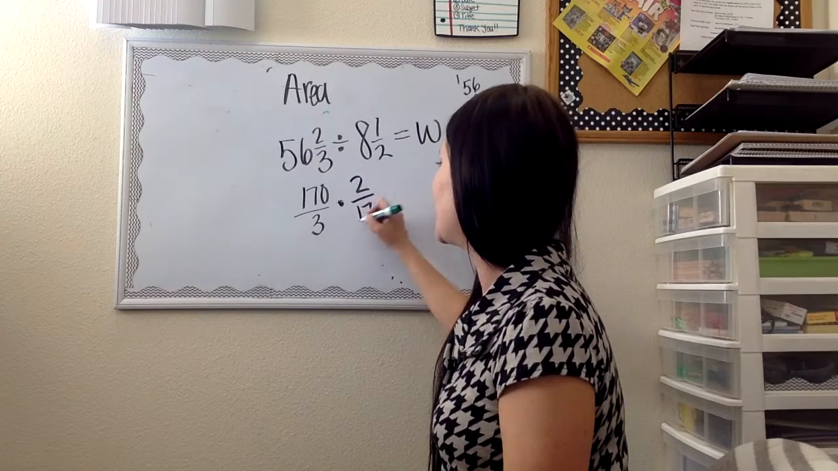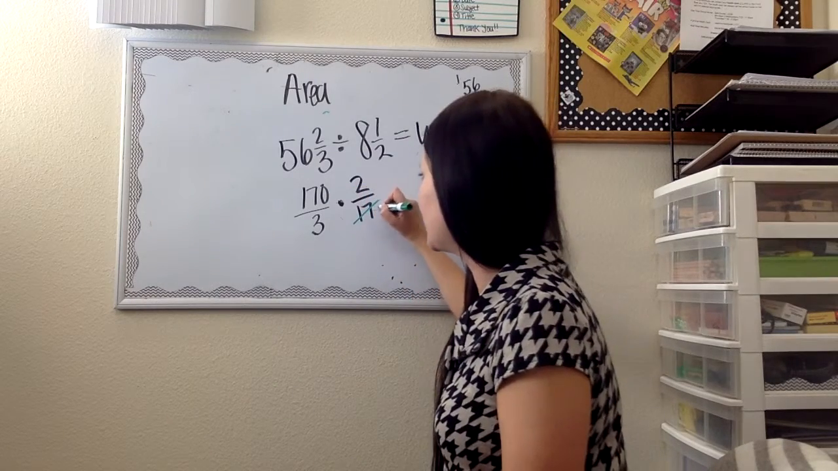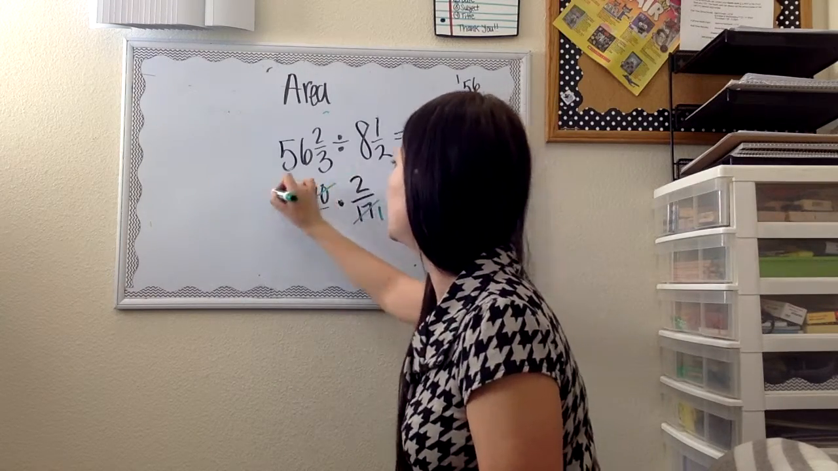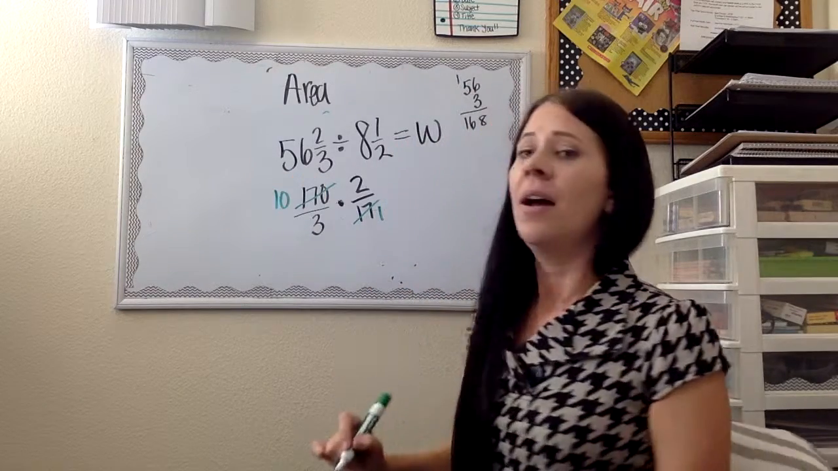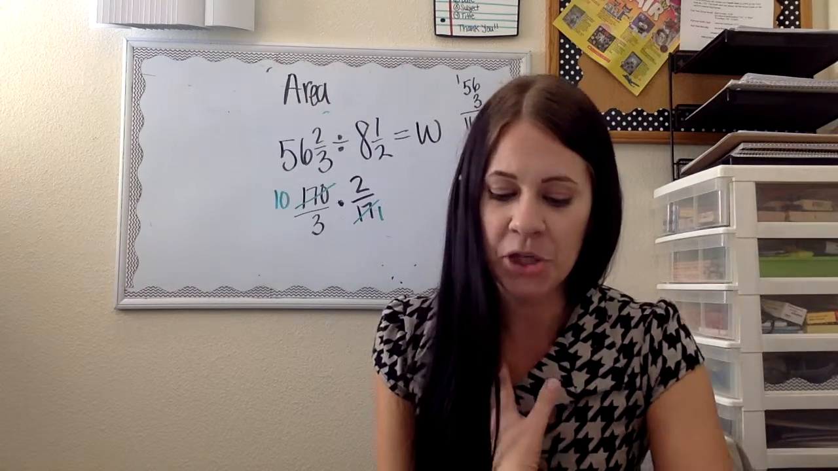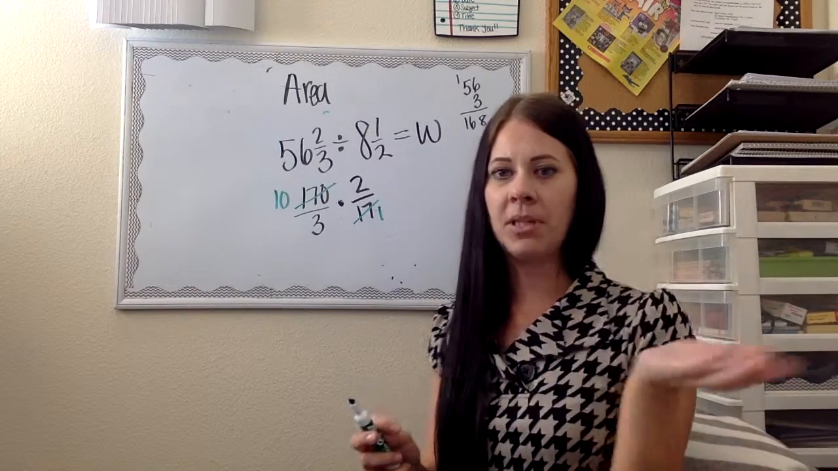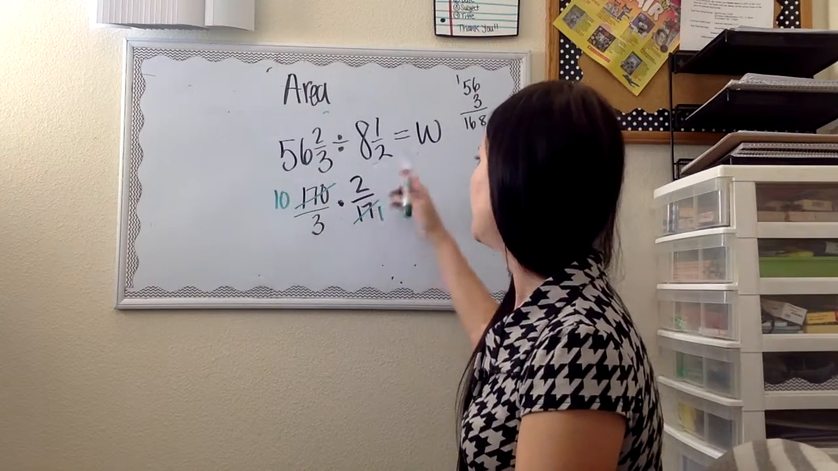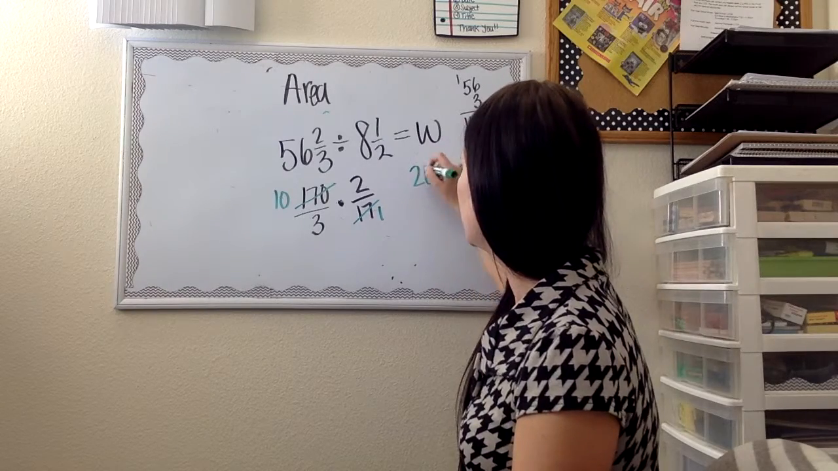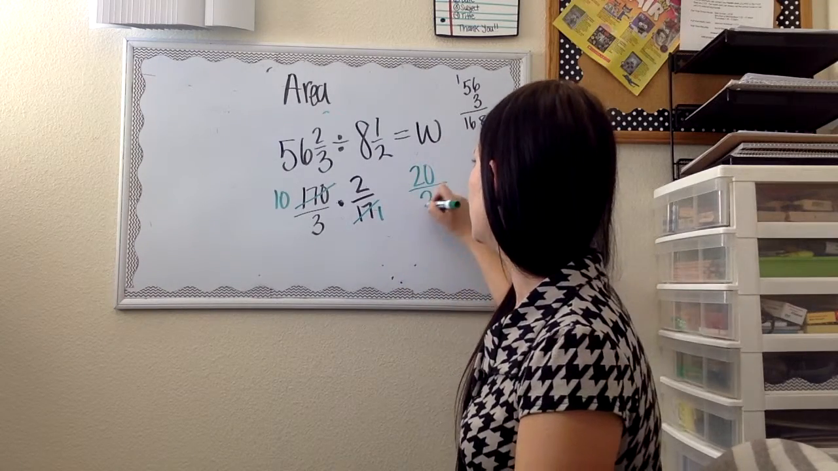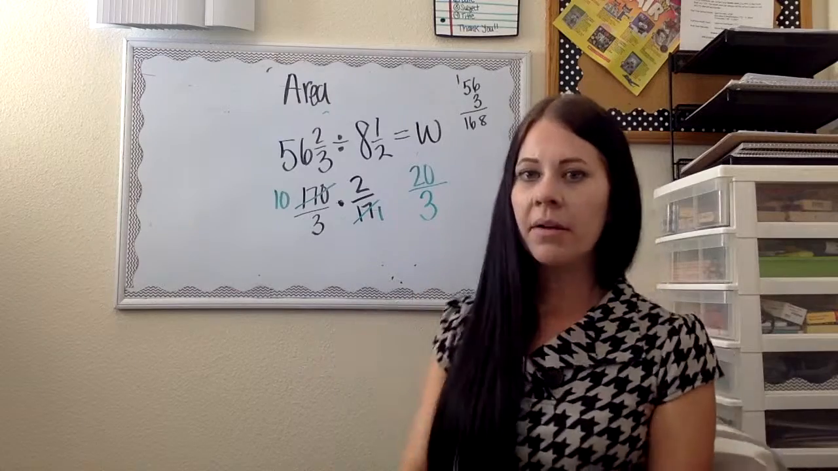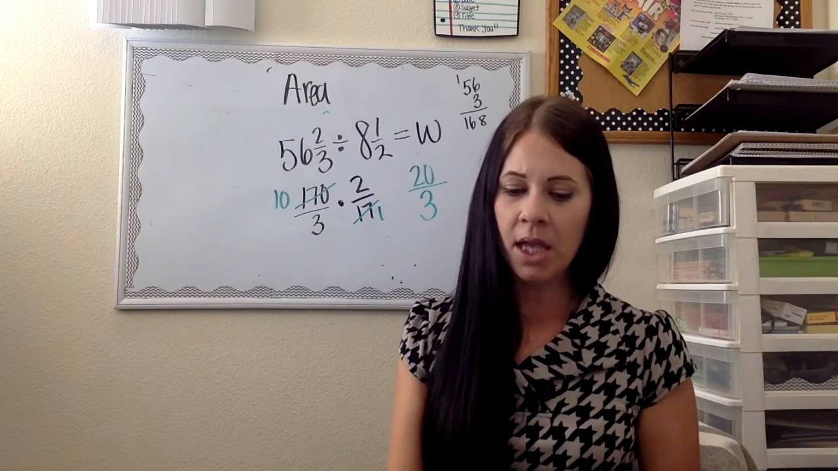17 goes into 170. So 17 goes into itself once. It goes into 170 10 times. Oh, my numbers just got so much smaller. I'm so happy. So now I'm going to gather up and multiply straight across. So 10 times 2 is 20. 3 times 1 is 3. Okay, so our area is 20 over 3.